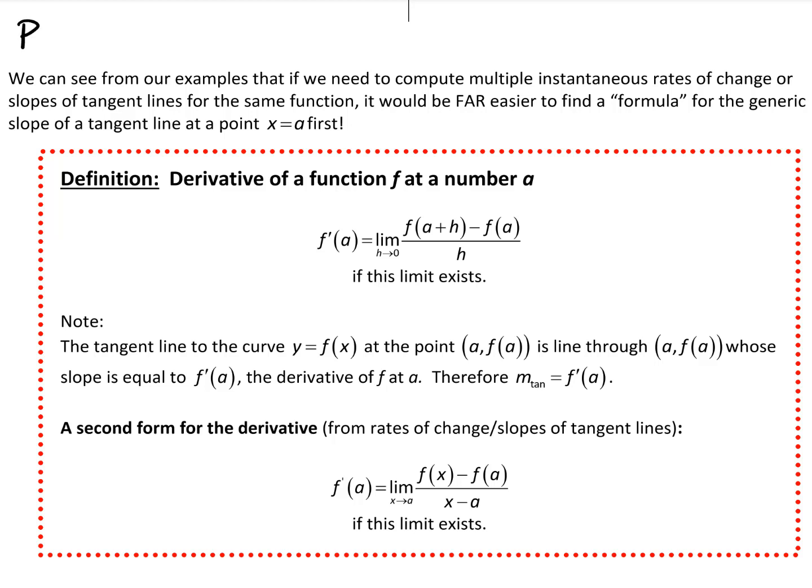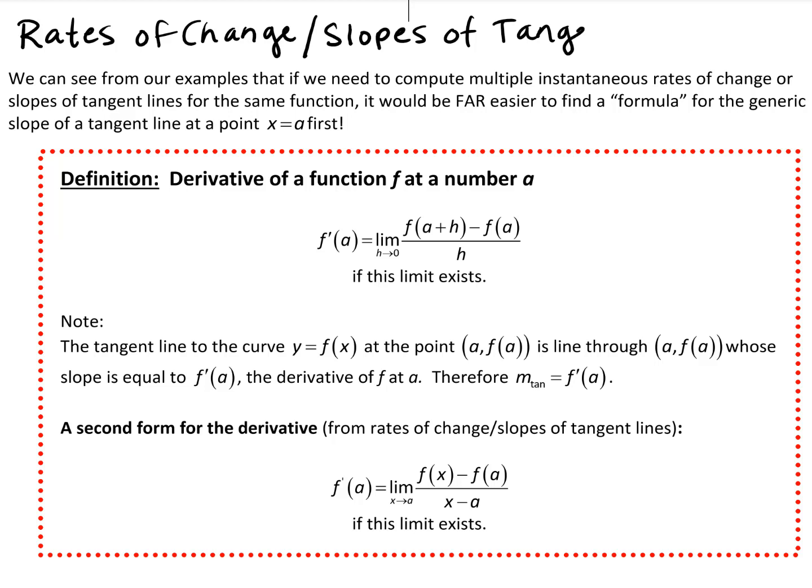Let's continue our conversation, our discussion about rates of change, instantaneous rates of change. I mean, we use average rates of change to get to instantaneous rates of change, and slopes of tangent lines. So that's what we've been working with in this section. So we've been talking about rates of change and slopes of tangent lines, and we are going to take these and we're going to give them a name.